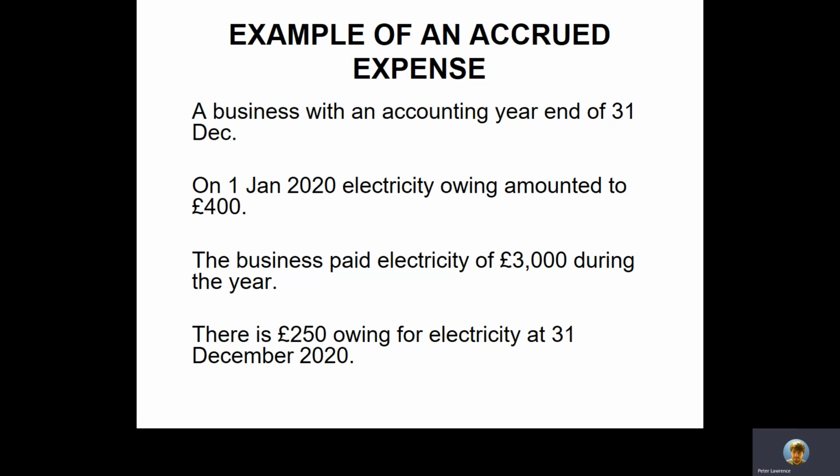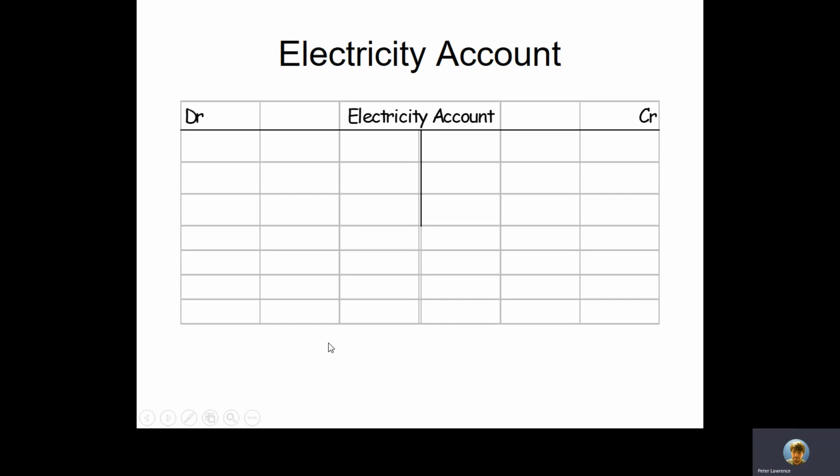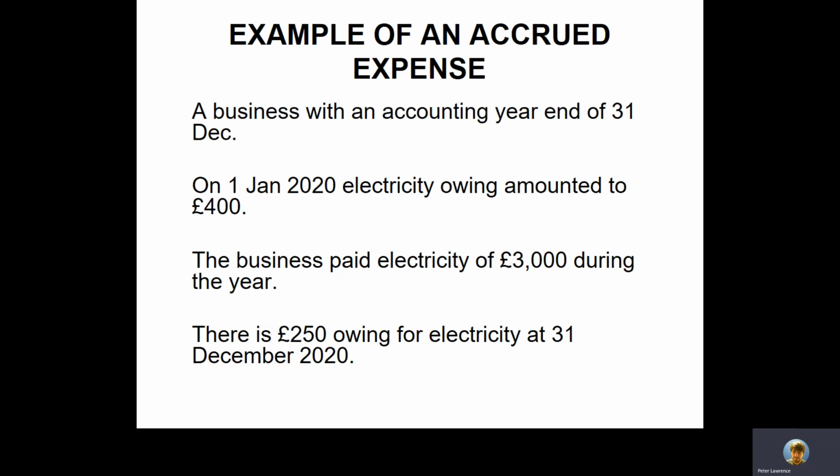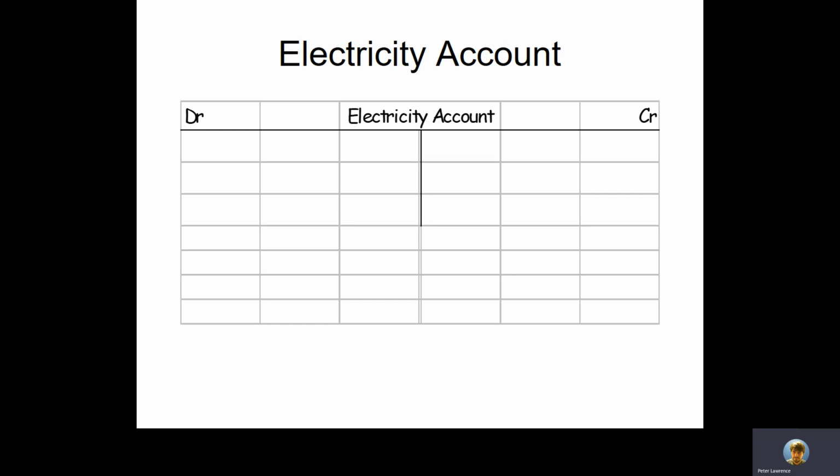So here is a quick example. So we've got a year end of the 31st of December. At the very start of the year, we owed £400 for electricity. So on the very first day of the current financial year, we owed £400 for electricity. During the year, we paid £3,000. And then at the end of the year, we still owe another £250. So put that into our T account.